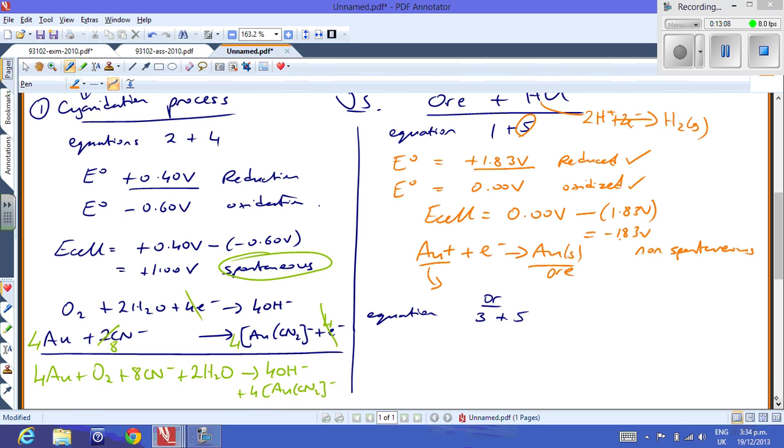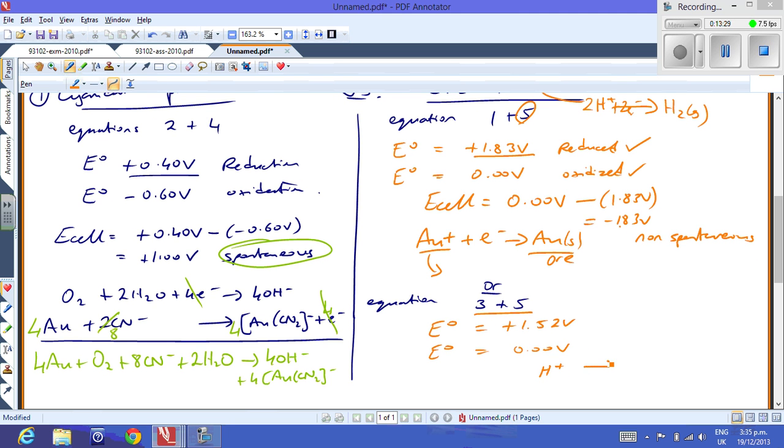The other alternative there is to look at equations 3 and 5. It's a similar situation. For equation 3, you're considering Au3+ ions, and the E naught value for that is +1.52 volts. The E naught value for our H+ to H2 gas is still 0.00 volts. If we're talking about H+ being reduced again to H2 gas, plus 2 electrons, then that is going to be our reduction right there, and that's our E oxidation. And the E cell for that process is equal to 0.00 volts minus 1.52 volts, which is a negative value as well. So this would be a non-spontaneous reaction.